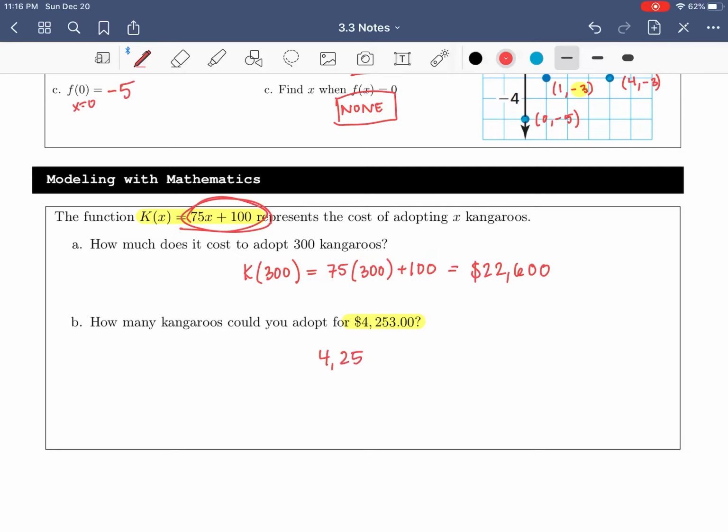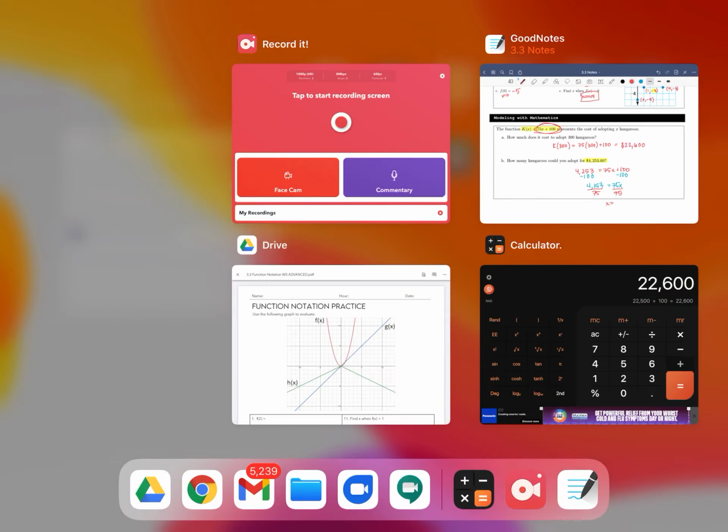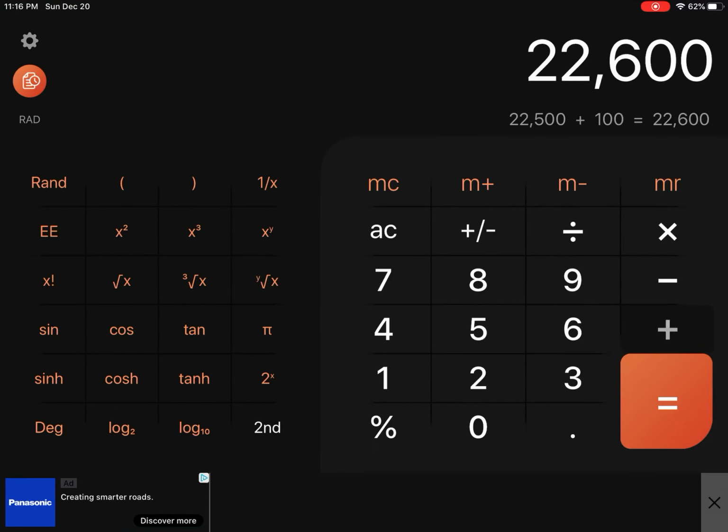So I have 4,253 equals 75x plus 100. Well, let's just take that 100 right off because I already know I need to take that off. So I know I'm going to have to pay that. That would leave me with $4,153. And I just had to fit those 75. So I'm going to divide both sides by 75. I think we get x equals 4153 over 75.